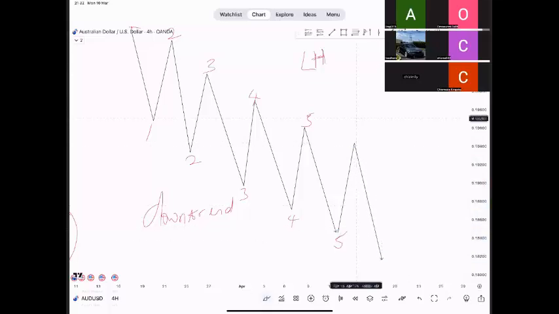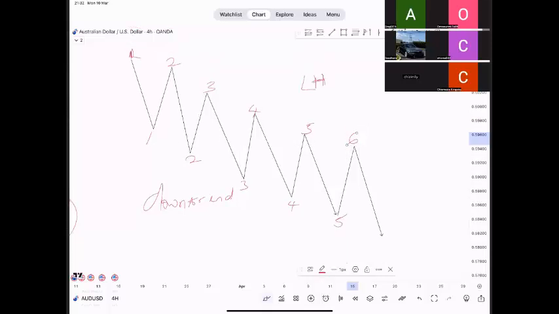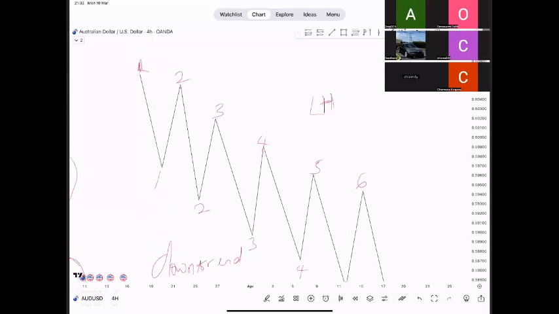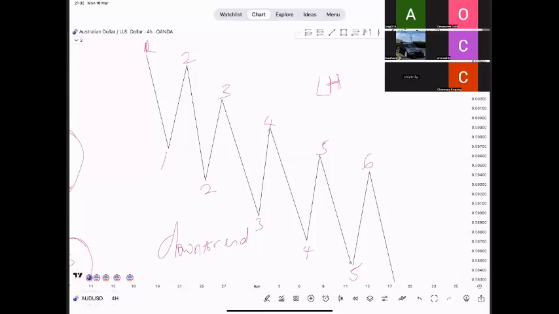High 6 will be what? Lower than high 5. And low 6 will be what? Lower than low 5. So it is very valid to say that a downtrend is made up of what? Lower highs. Why? The new highs are always lower than the previous highs in a downtrend.